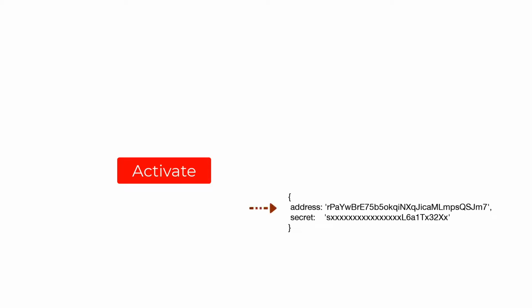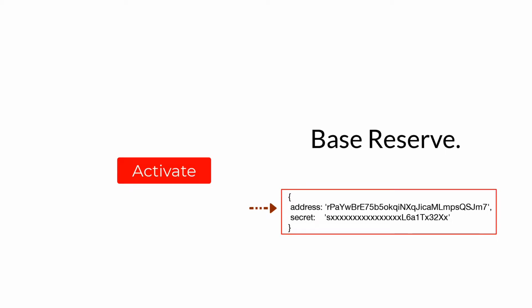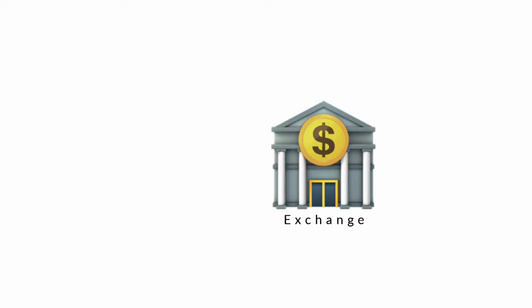We all know that to activate an XRP ledger account, you need to transfer the base reserve number of XRP to that account, and that number of XRP will be reserved indefinitely. But what about exchanges? Do you think these exchanges have one active XRP ledger account per user? Think of it. Even if an exchange has just 5,000 users, to activate one account you need the base reserve.